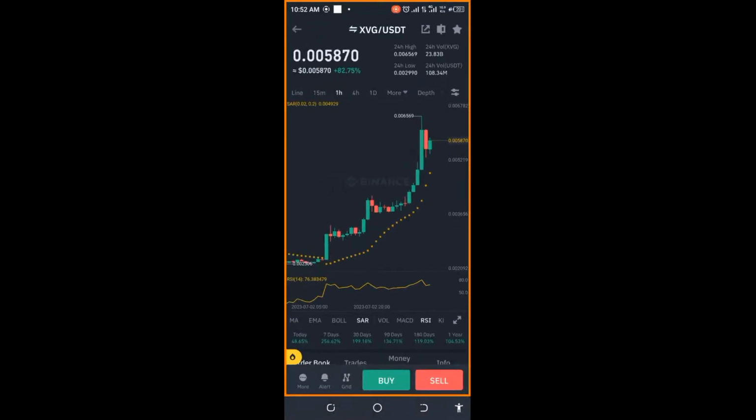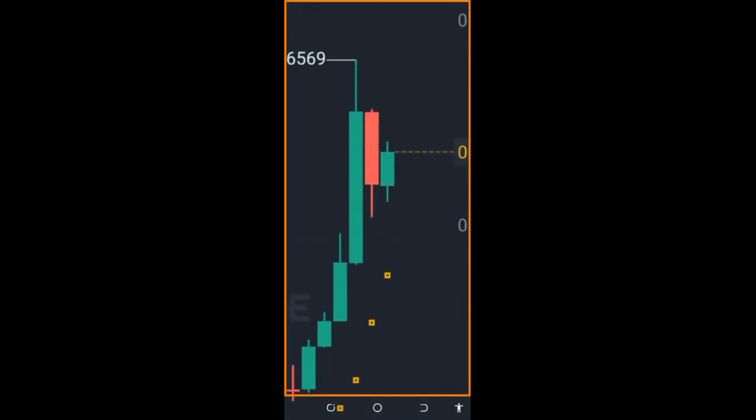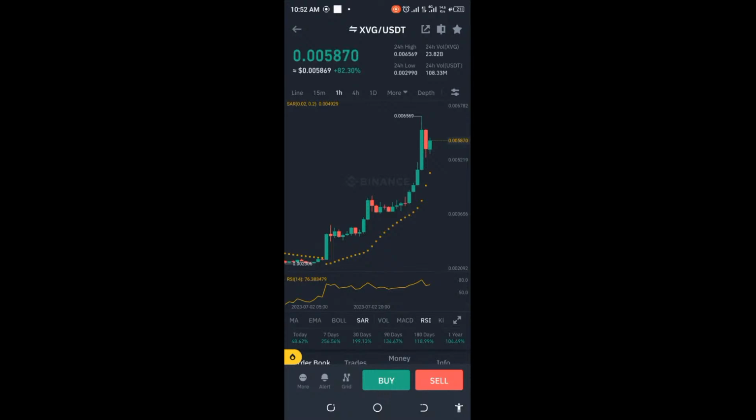Now it's coming down. It has a pullback. As you can see, it's still going up. These are the kind of coins that when you do this trade, you can do it over and over and over again.